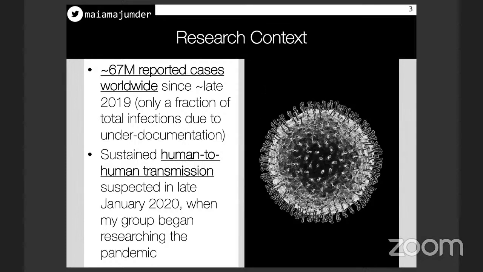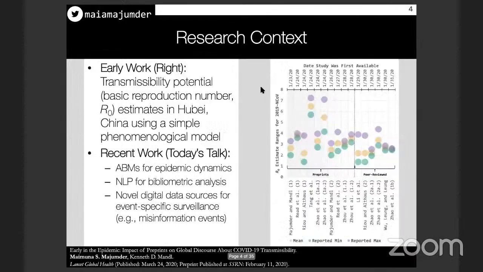As is an issue with any novel pathogen, there's a learning curve associated with discovering even the most basic attributes of its characteristics in humans and its behavior in our populations. For instance, though transmission of SARS-CoV-2 started in Hubei, China in late November 2019, it wasn't until late January 2020 that sustained human-to-human transmission was suspected, which is when my group began researching the novel coronavirus and its epidemiological characteristics.